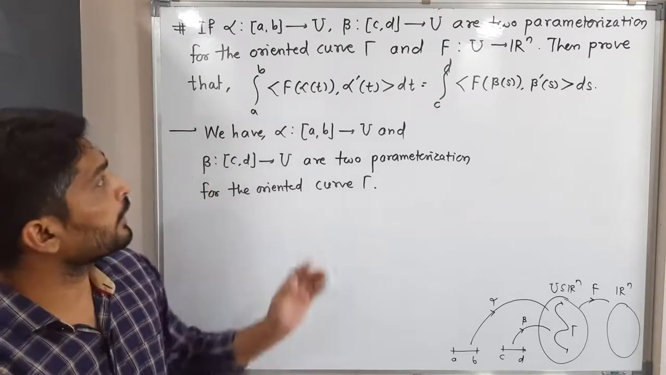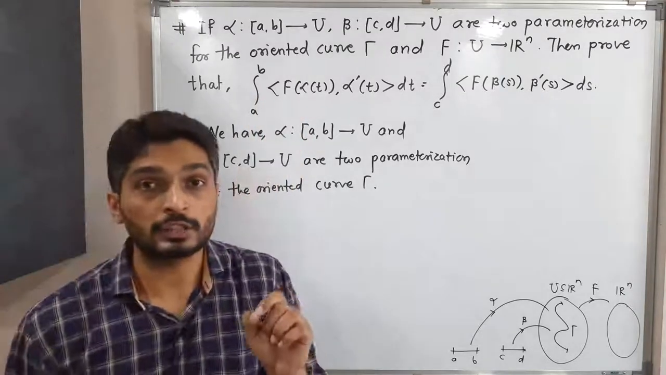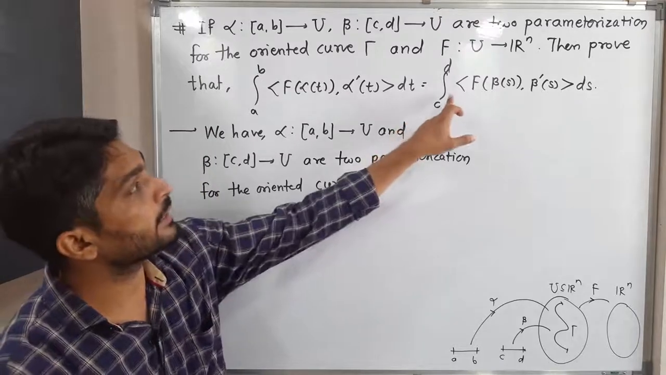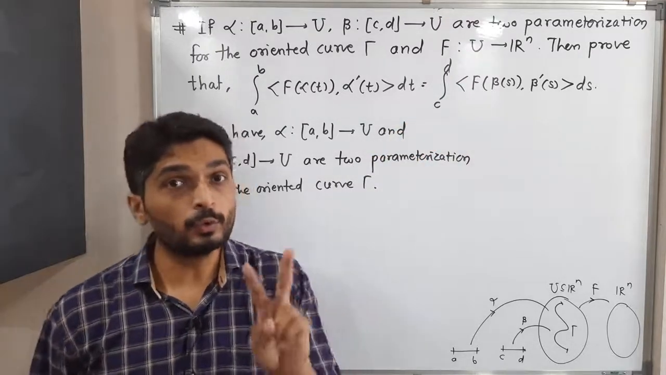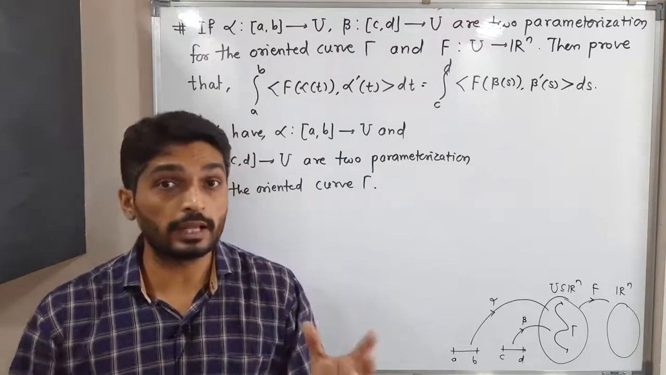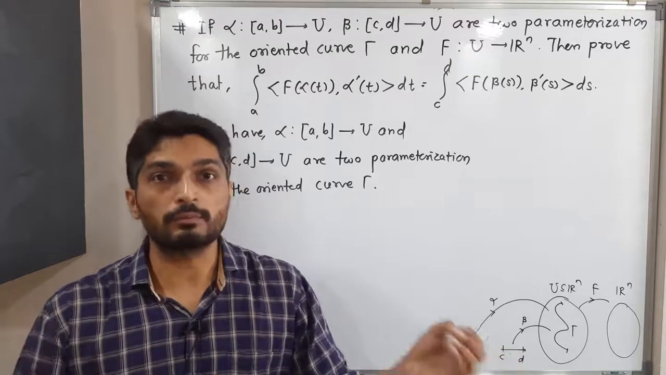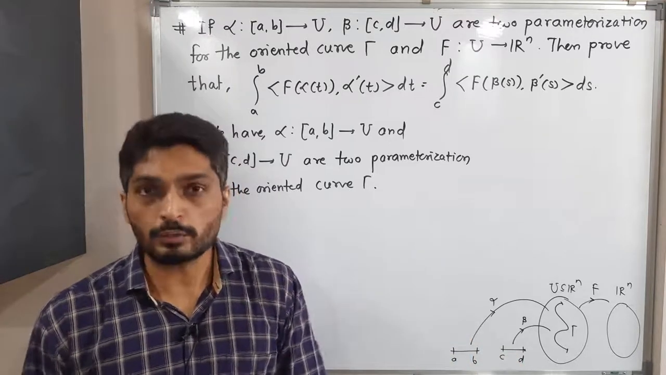And what we have to prove? We have to prove that the line integral of f with parameterization alpha is the same as the line integral of f with parameterization beta. That means when we have two oriented equivalent parameterizations, then if you find the line integral with the first or second, both will give the same value. This thing we have to prove. So let us start with the given information.